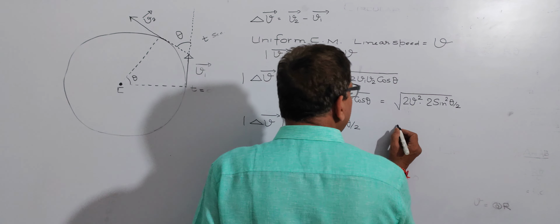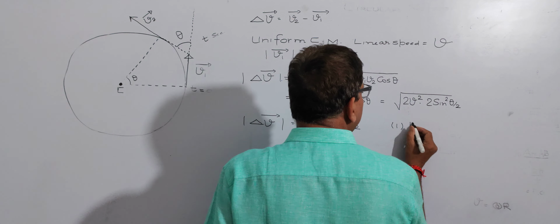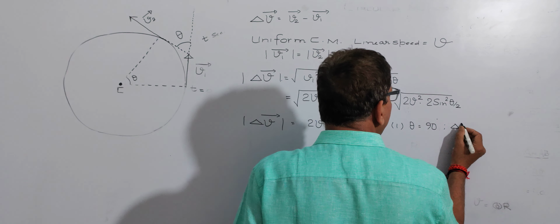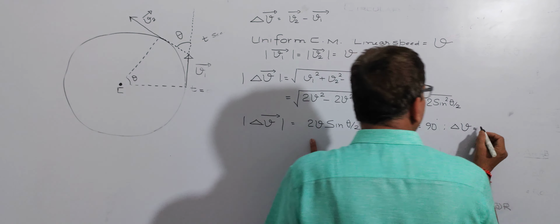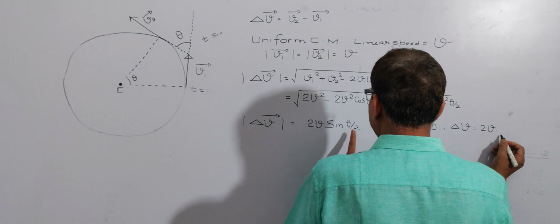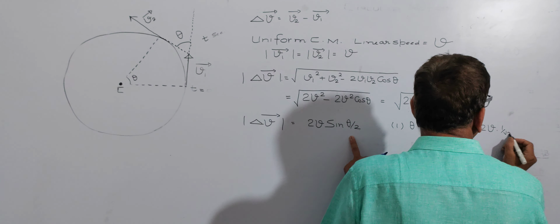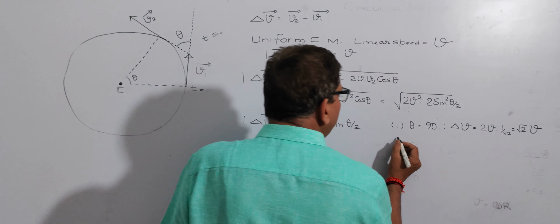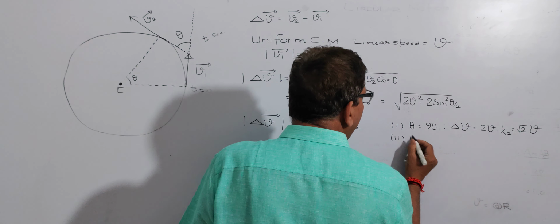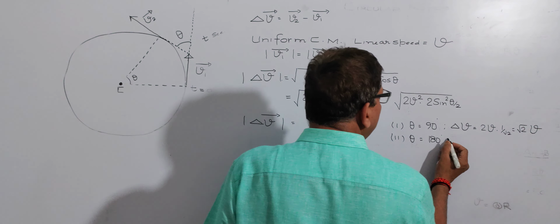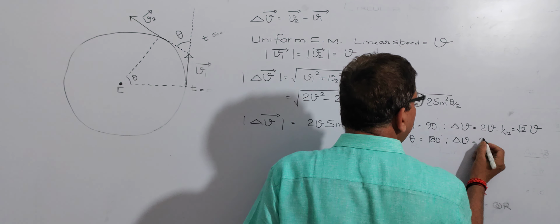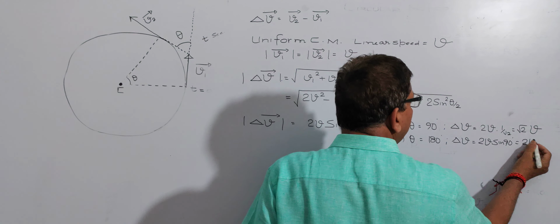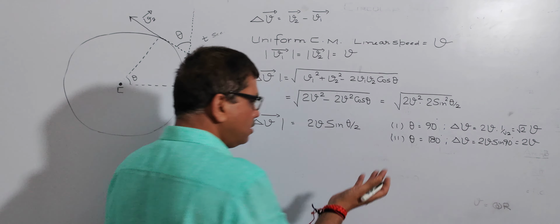Now let us say when the object makes an angle of 90 degrees, what is the change in velocity vector? How can I write down this value? I can say this value is 2v sin theta by 2, sin 45 is 1 by root 2, so it is nothing but root 2 times the linear speed. Now when theta is, let us take, 180 degrees, the change in velocity vector can be written as 2v sin of 90 degrees, and this is 2v. And let us take after 360 degrees, the same.